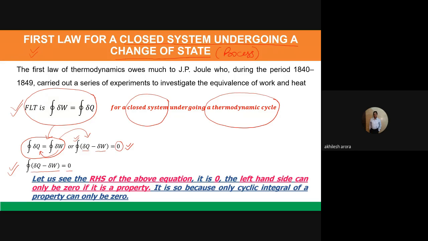Now, what do we mean when I say the cyclic integral of any quantity is 0? Here I am saying that the cyclic integral of delta Q minus delta W is equal to 0. What is the meaning of it? The right hand side of this equation is 0, and the left hand side can only be 0 if it is a property. It is so because only the cyclic integral of a property can be 0. You should remember, we have studied earlier also that if it is a property, its cyclic integral will be 0.